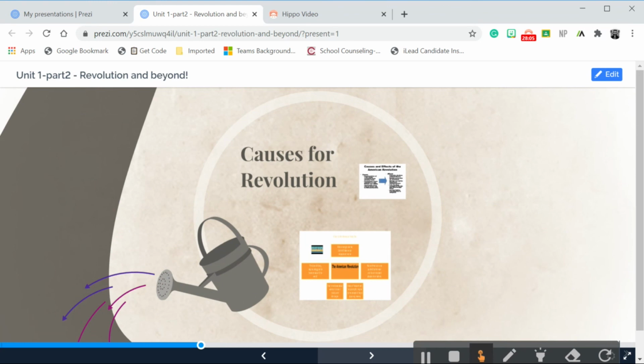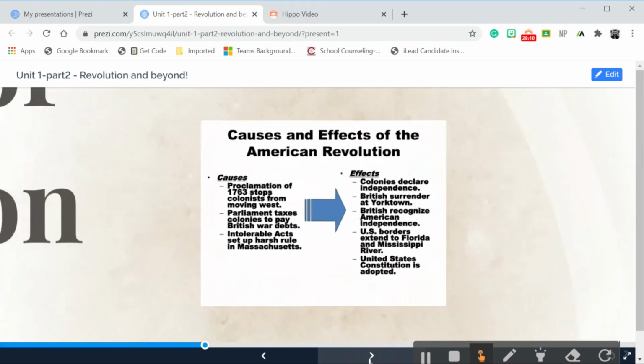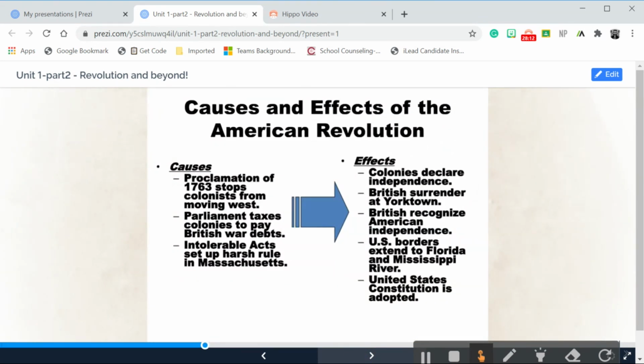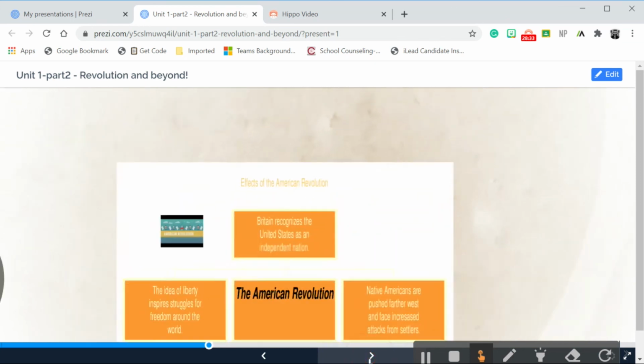All right, so let's go back one more time to review the causes of the American Revolution. The Proclamation of 1763 stops colonists from moving west. Parliament then taxes colonists to pay British war debts. Intolerable Acts set up harsh rule in Massachusetts. The effects: the colonists declare independence. British surrender at Yorktown. British recognize American independence. U.S. borders extend to Florida and the Mississippi River. The United States Constitution is then adopted.